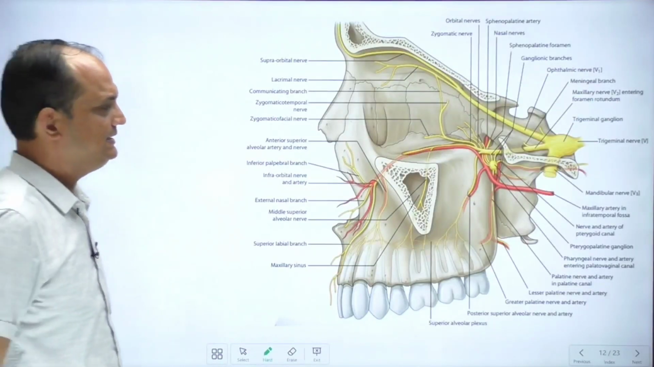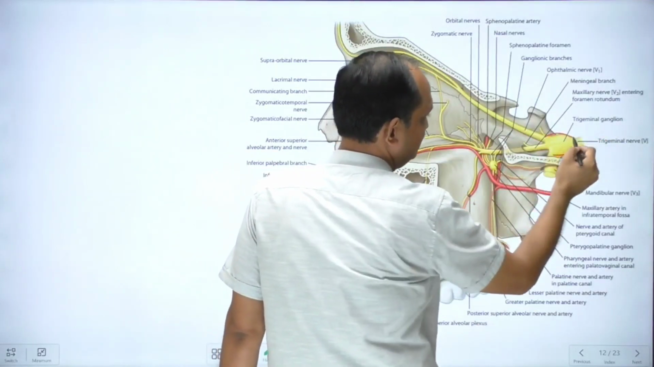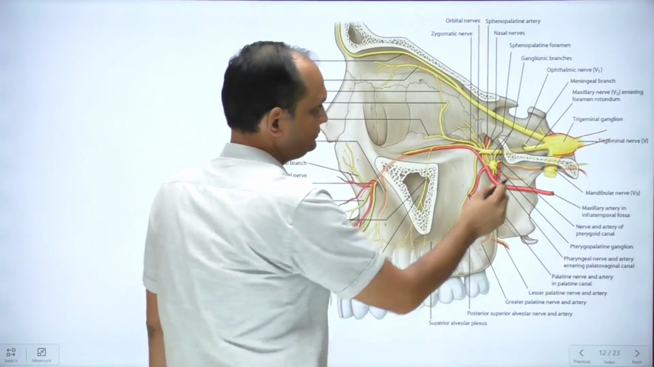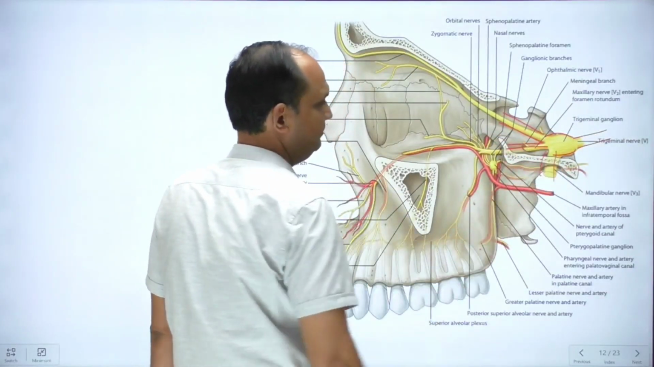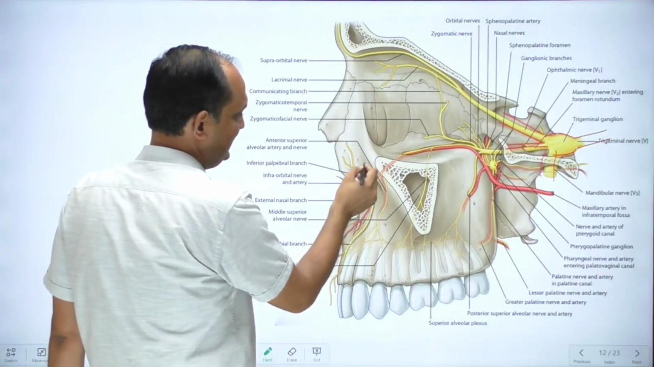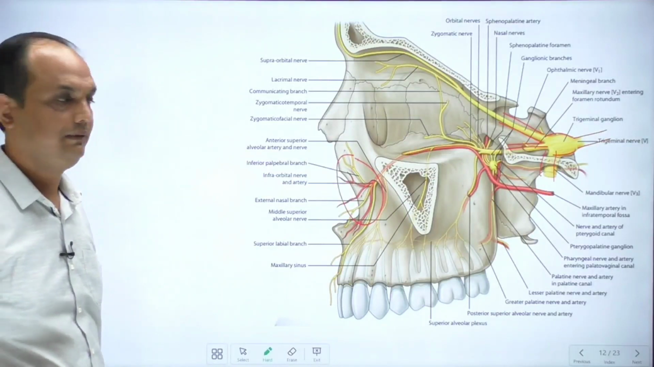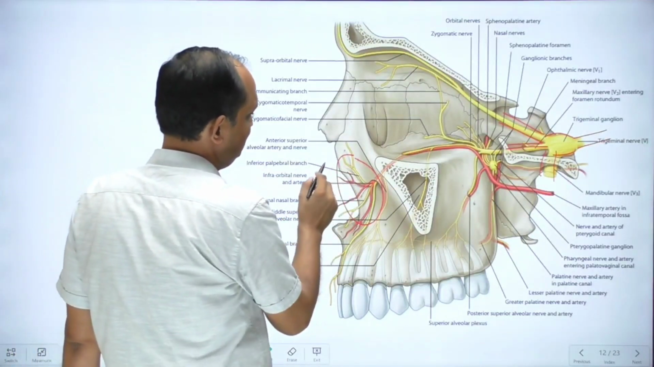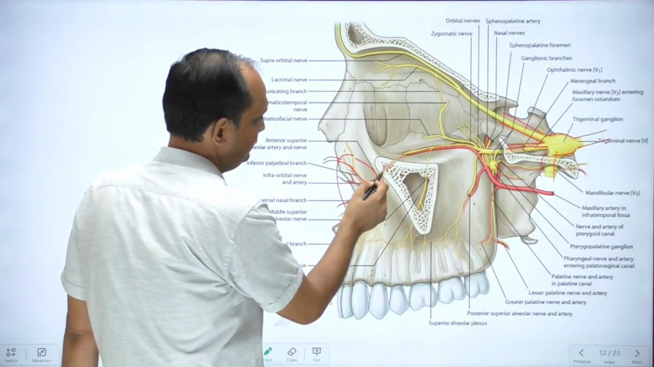Now in this diagram you can see that this is your trigeminal ganglia. This is its posterior sensory root. It gives three branches: ophthalmic, maxillary and mandibular. And suppose we are talking about the sensation of the skin of this part below the eye. Whatever receptors are present, these receptors will give sensation to this infraorbital nerve.